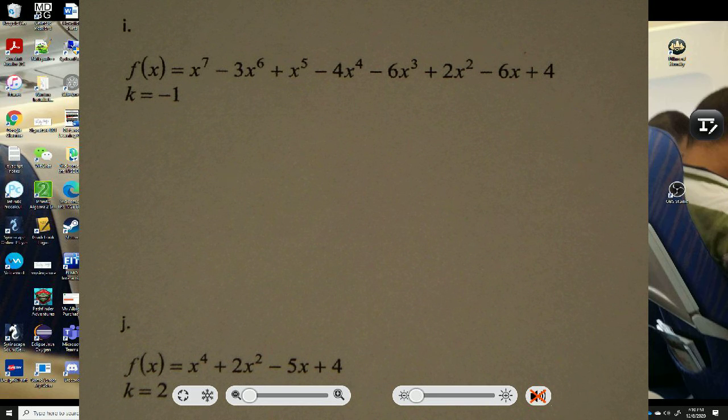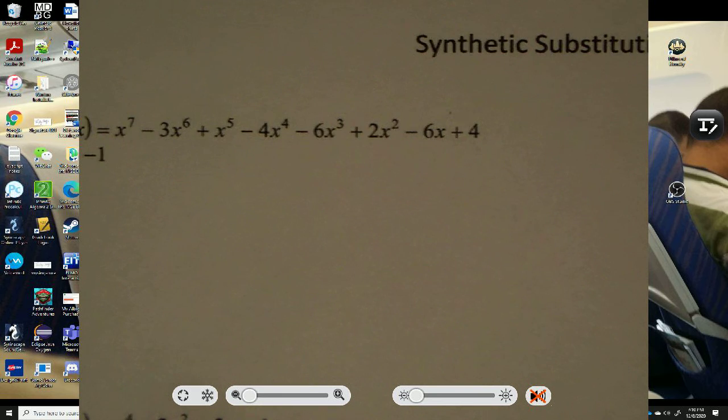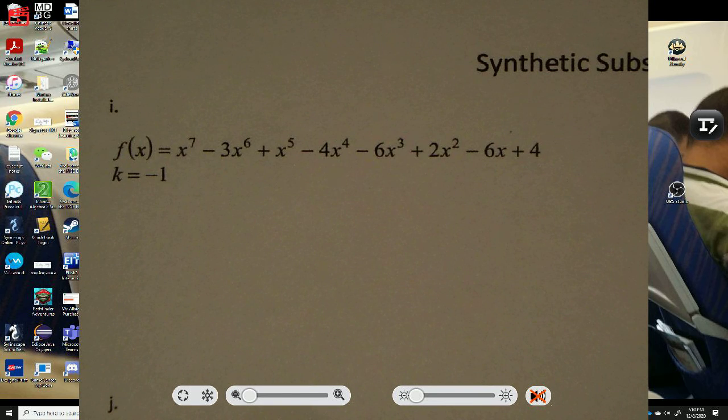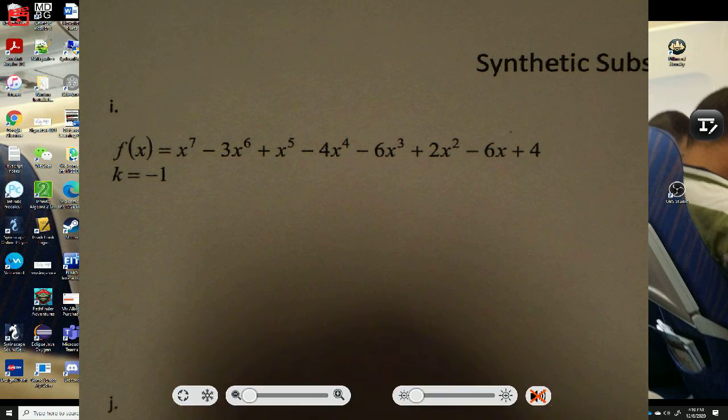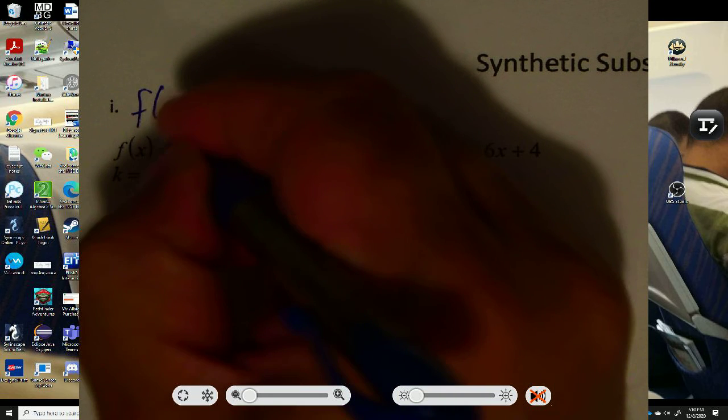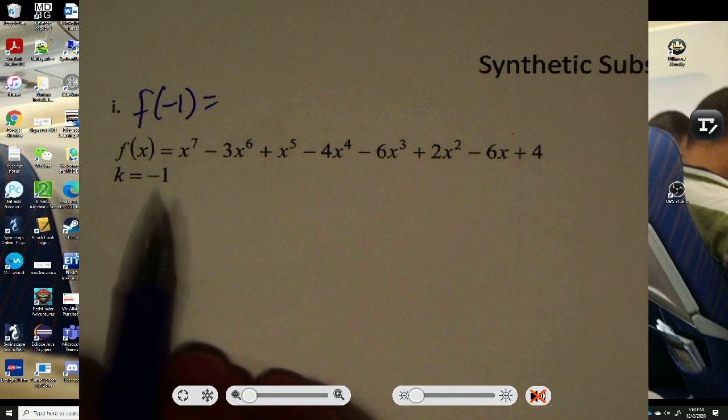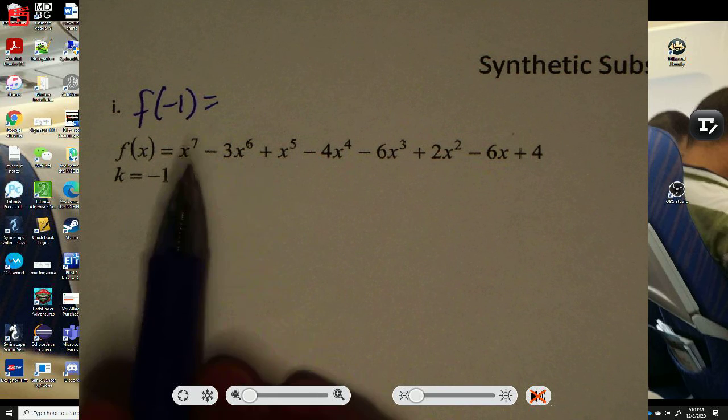Alright, this is synthetic substitution. So recall what substitution means, okay? If you're taking notes from the video, right now don't copy this part. This value here is just substituted. This is asking the question, what is f of negative 1? Or what is this equal to when I substitute negative 1?